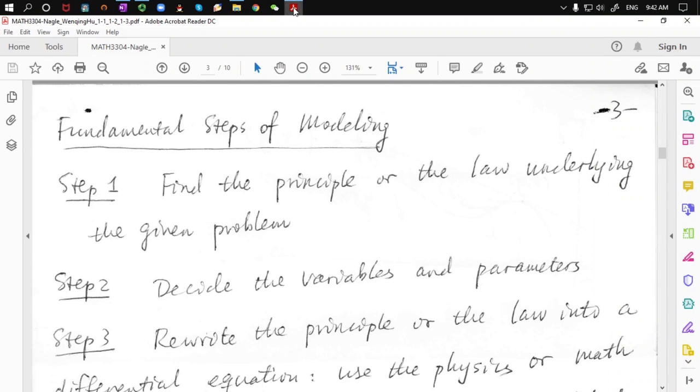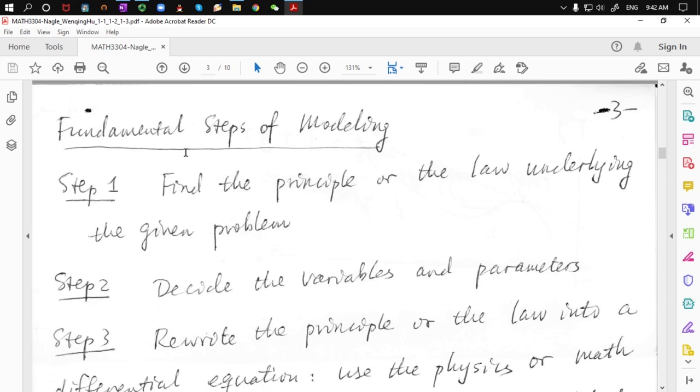This is why this course is very important for engineering students like you, because essentially engineering is nothing but a way of doing mathematical modeling. You're using mathematical methods to model your real world problems and solve them. That's called engineering.